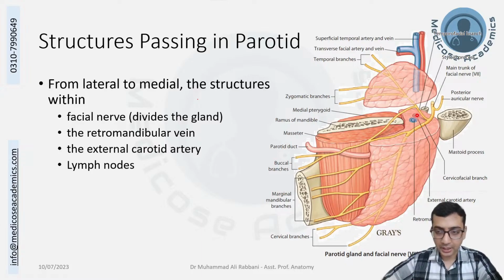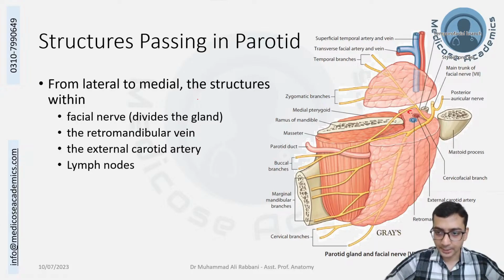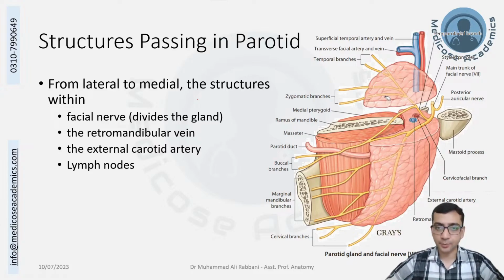Then there is the external carotid artery, not shown here. In the deeper aspect will be the associated lymph nodes. So these are the structures present in the parotid gland from the outside to inside.